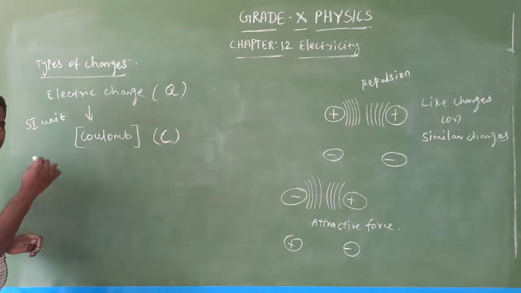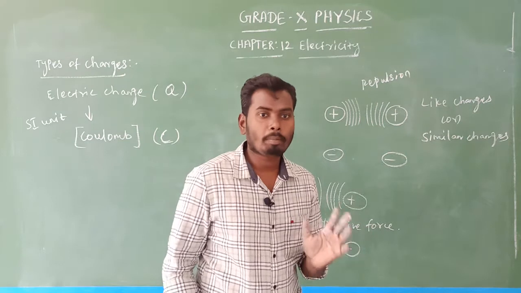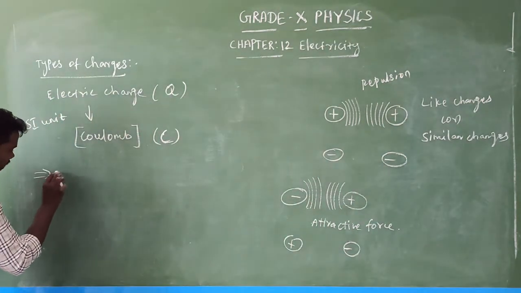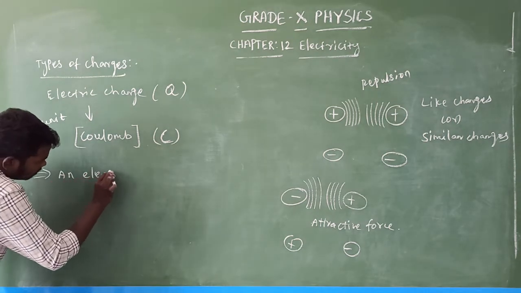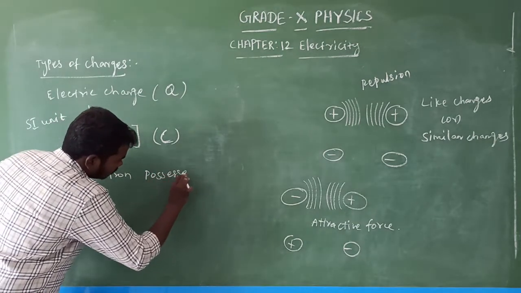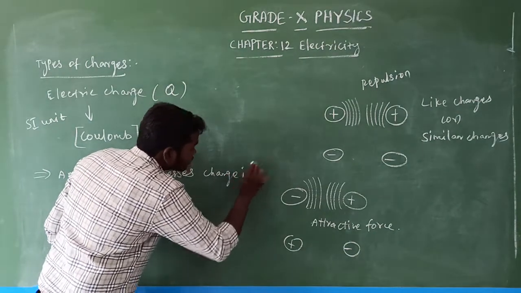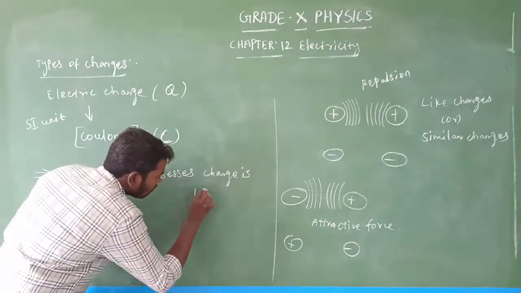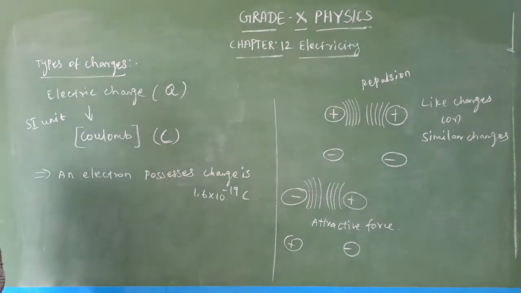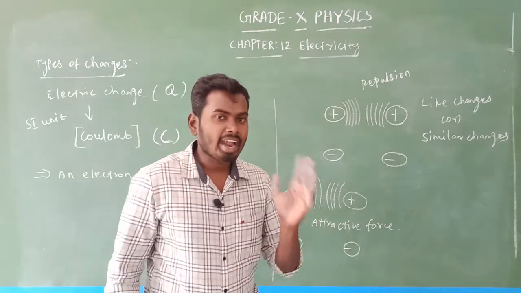Because an electron possesses a charge that is 1.6 into 10 to the power of minus 19 coulomb. Look here. How much? 1.6 into 10 to the power minus 19 coulomb.